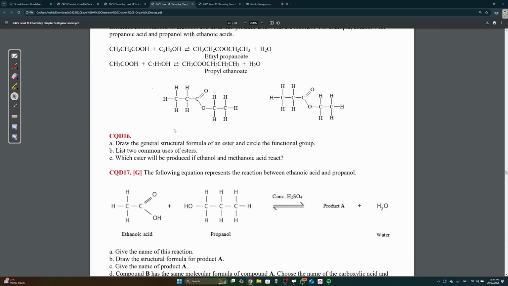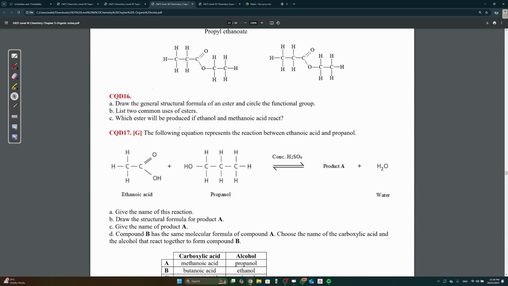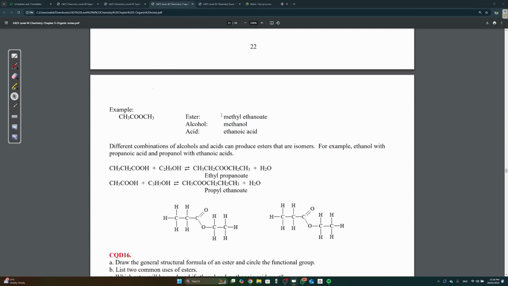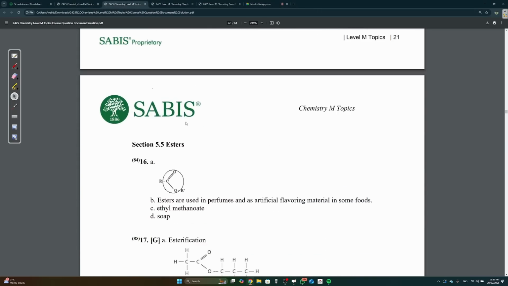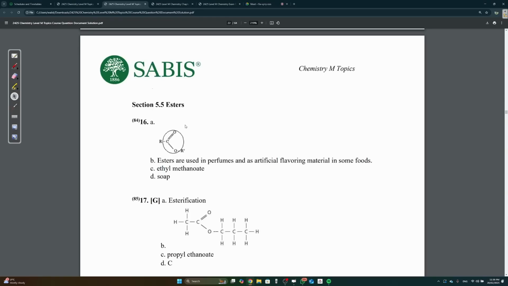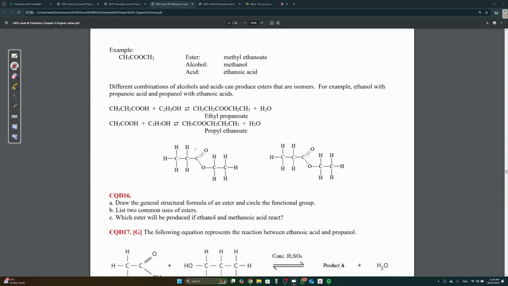Okay, let's continue. Draw the general structural formula of an ester and circle the functional group. What is the functional group of an ester? I don't know. Well, let's take a look at the solution. Esters. For the functional group, it is this. How it works is, let's show you.